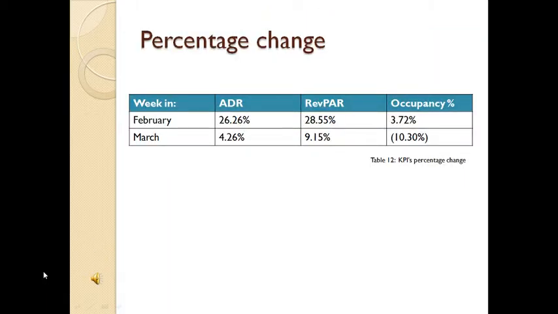Finally, the percentage changes of all key performance indexes are calculated and demonstrated. As you can see, the only negative change is of the occupancy percentage of March compared to last year.